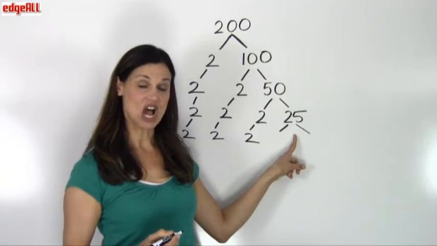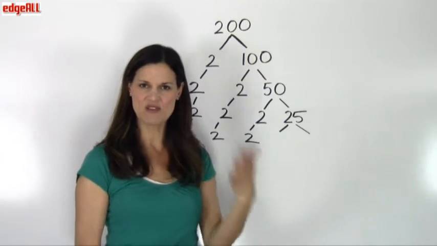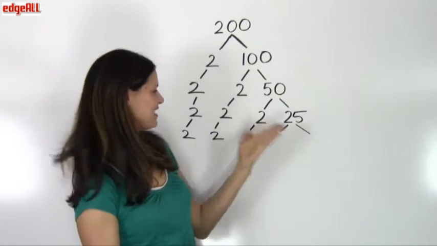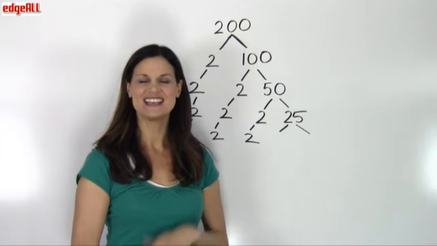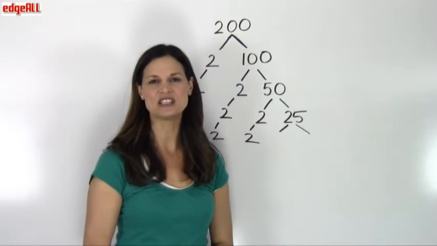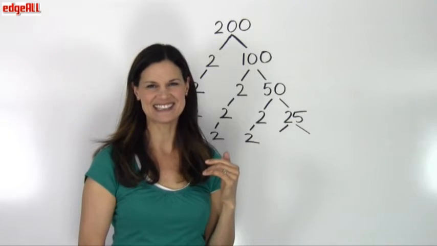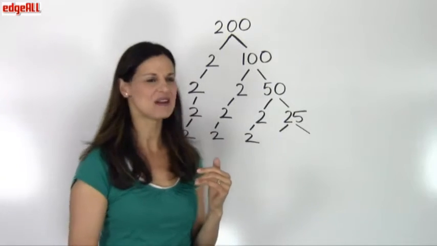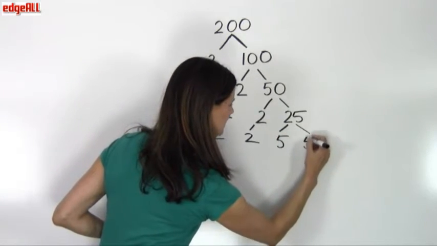Now 25 is not an even number, so I know that it's not divisible by 2, and so I move up to my next prime number, which is 3, and ask myself, is 25 divisible by 3? No, it's not. So I move up to my next prime number, which is 5. Is 25 divisible by 5? Yes, 25 is divisible by 5. 25 divided by 5 equals 5, or 5 times 5 equals 25.